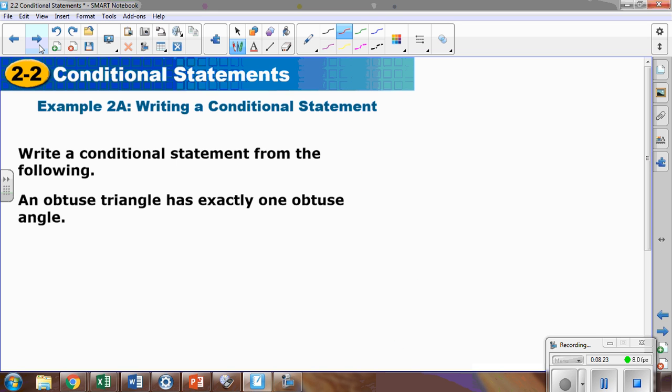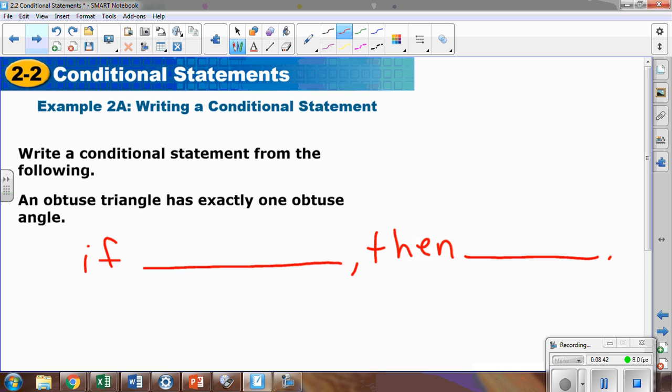Now, we'd like to be able to write out a conditional statement. So we're trying to translate this piece, an obtuse triangle has exactly one obtuse angle, into something that fits an if-then statement. What's the hypothesis? An obtuse triangle has exactly one obtuse angle. This piece here is our hypothesis.